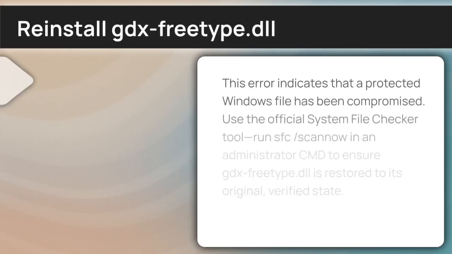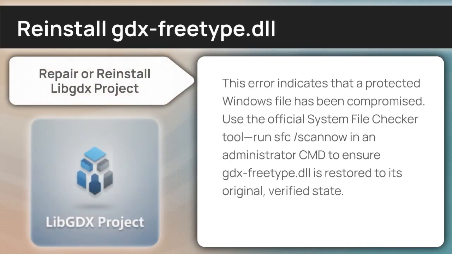This error indicates that a protected Windows file has been compromised. Use the official System File Checker tool. Run sfc /scannow in an administrator CMD to ensure Gdx-freetype library DLL is restored to its original verified state.